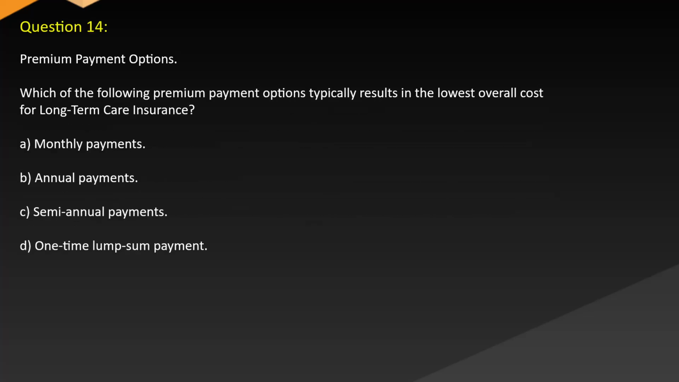Question 14. Premium payment options. Which of the following premium payment options typically results in the lowest overall cost for long-term care insurance? A. Monthly payments. B. Annual payments. C. Semi-annual payments. D. One-time lump sum payment.